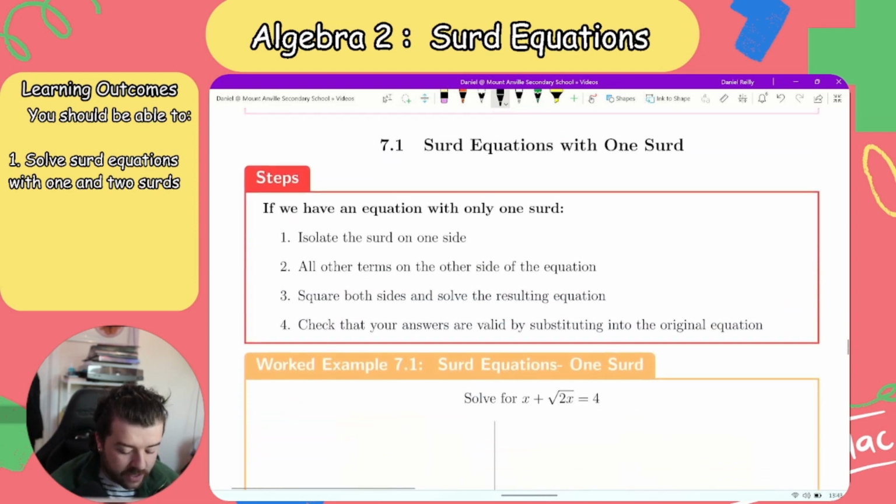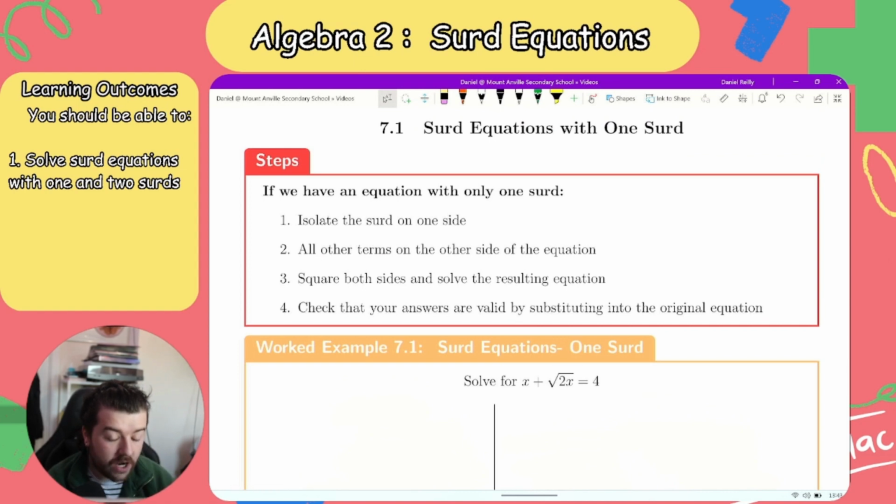So first one is surd equations with one surd. This is actually very straightforward. If you have an equation with only one surd, we have to isolate the surd on one side, bringing just the surd on its own to one side and all other terms to the other side. We square both sides, solve the resulting equation, then sub the answers in and check which one is valid.